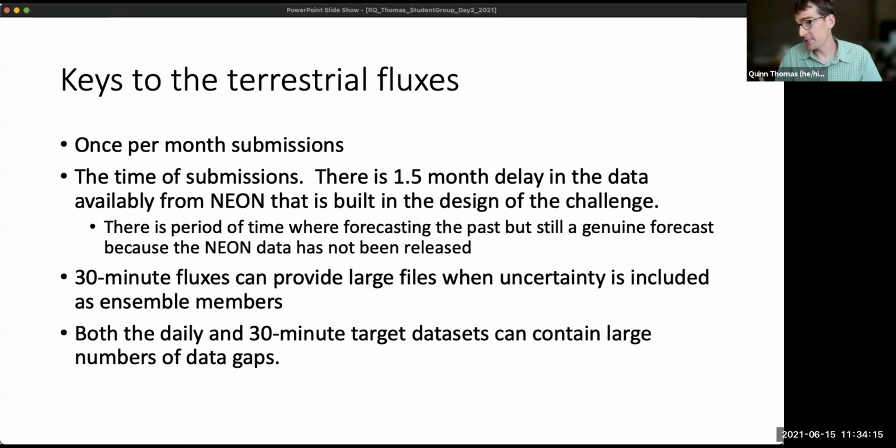The other keys to the terrestrial challenge are that the 30-minute fluxes can provide like 35 days of 30-minute fluxes, especially if you represent uncertainty as numerical ensemble members. They can be quite large files, so you should just anticipate that. And also, this challenge has a lot of data gaps, and that's something else to consider when contributing to this challenge.